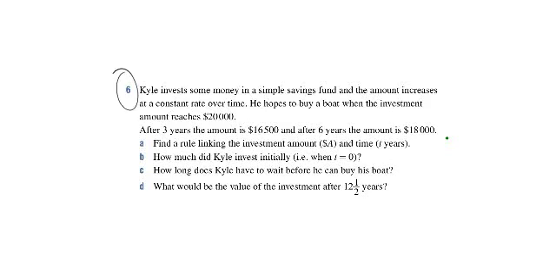We're looking at 1F, question 6. It says, Kyle invests some money in a simple interest saving fund, and the amount increases at a constant rate over time. He hopes to buy a boat with the investment when it reaches $20,000. After 3 years, the amount is 16,500, and after 6 years, the amount is 18,000. Find a rule linking the amount A and the time T.